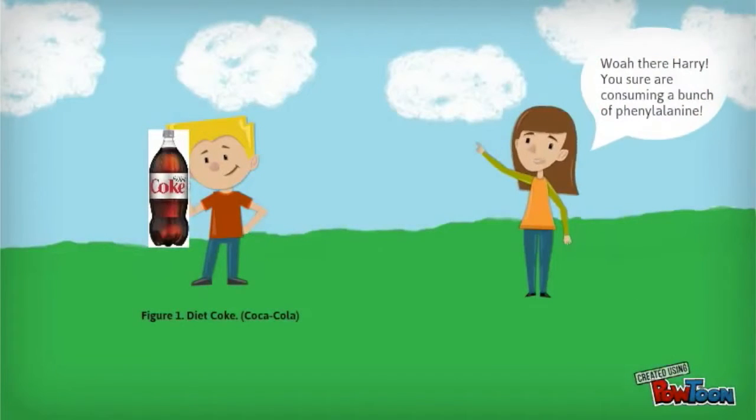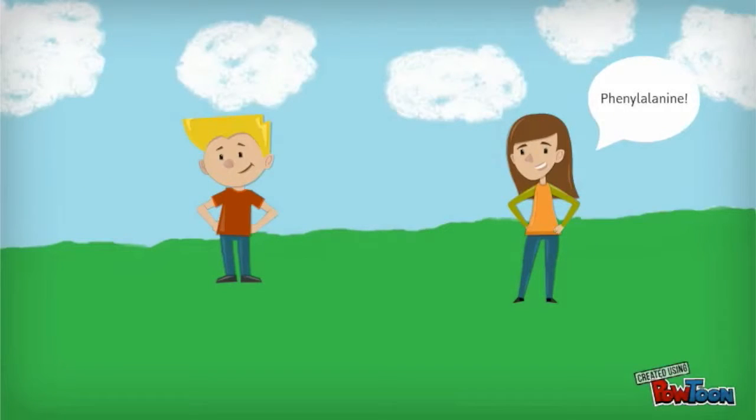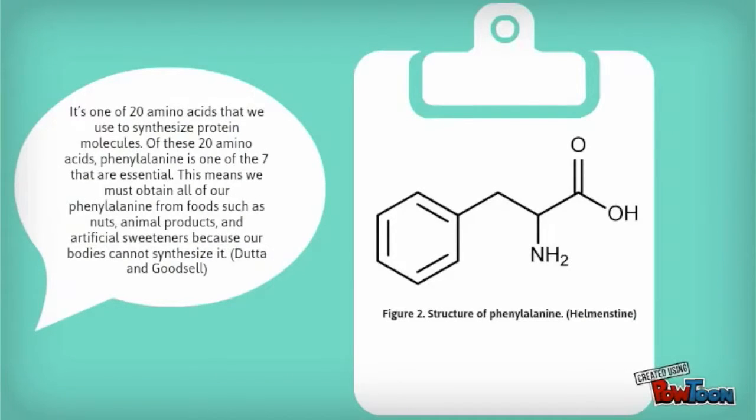Whoa there, Harry. You sure are consuming a bunch of phenylalanine. Phenol, what? All I'm doing is drinking some Diet Coca-Cola. Phenylalanine. It's one of 20 amino acids that we use to synthesize protein molecules. Of these 20 amino acids, phenylalanine is one of the 7 that are essential.